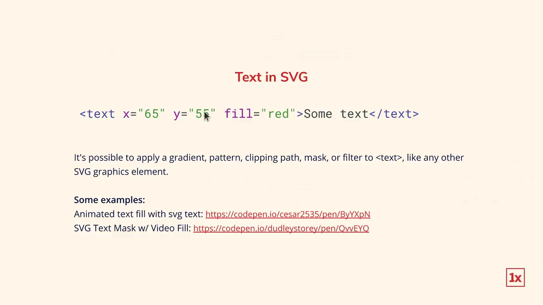So basically, you can see here the markup, how it looks like. And you just define the position where it should stay within your SVG. And you can apply anything, like any colors or masks or filters, anything you can apply to any other SVG element.